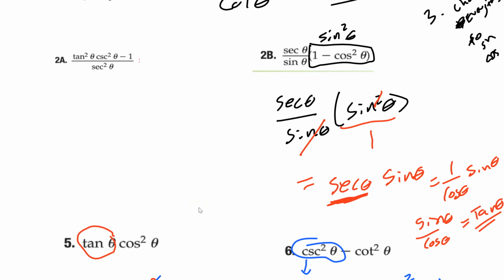Let's go back up here. This one I didn't want to do, so I'm going to do a little shortcut. I'm going to flip this up like I talked about before. So I'm going to have this: tan squared theta times cosecant squared theta minus 1, all times, if that's on the bottom and you flip it, it makes it the opposite. So in this case, cosine squared.